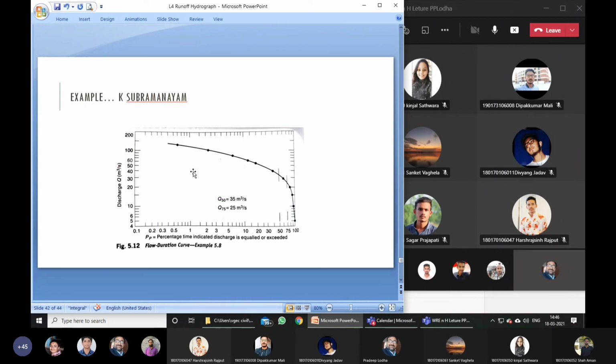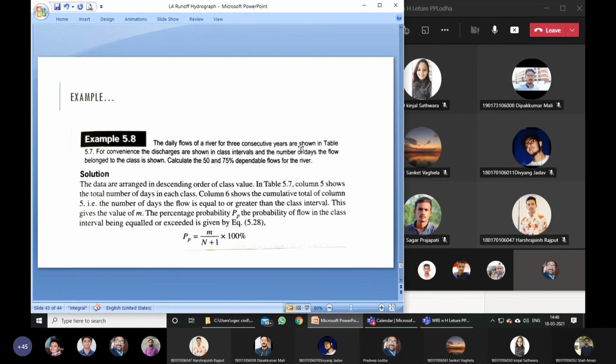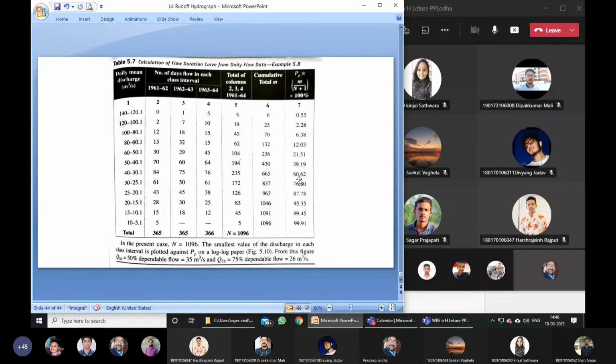आपको FDC मार्क करना है, आपको अरेंज करना है उसको डिसेंडिंग ऑर्डर में करके m की वैल्यूज फाइंड करनी है, और m की फाइंड करने के बाद PP की वैल्यू फाइंड करनी है. फिर आपको ड्रॉ करना है, और फिर 50 पे और 75 पे इस क्वेश्चन में हमें मार्क करनी है. तो हमें जो फ्लो है 75 और 50 का मिल रहा है. तो दीज आर दी FDC वैल्यूज.